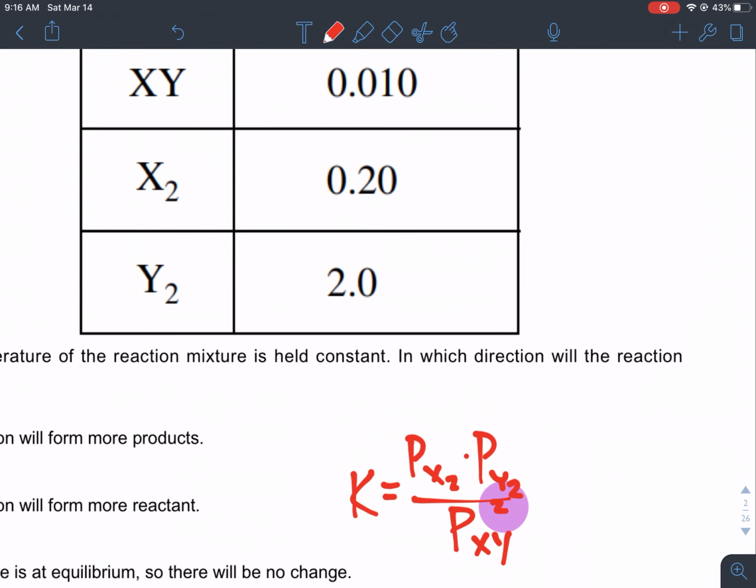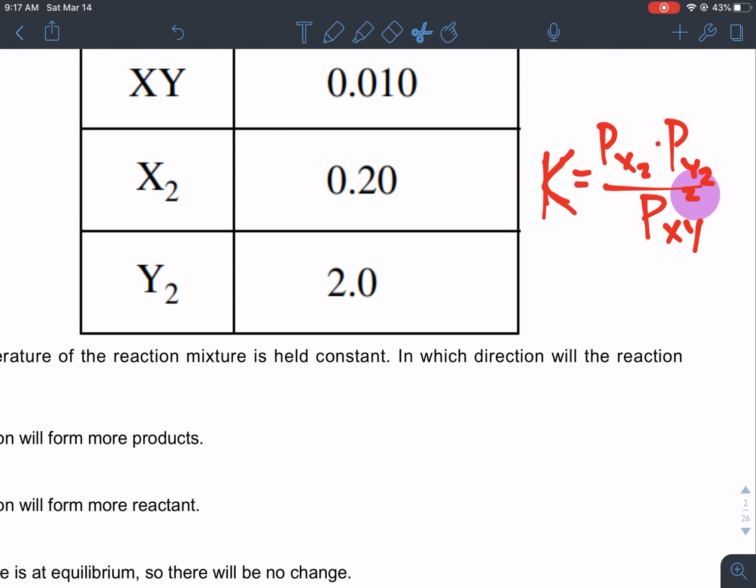Okay, so you're going to have K is equal to, actually, you know what? Let me move things. Why don't you go over there? Ooh, see how I did that?